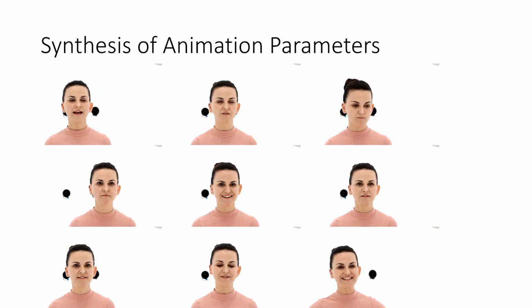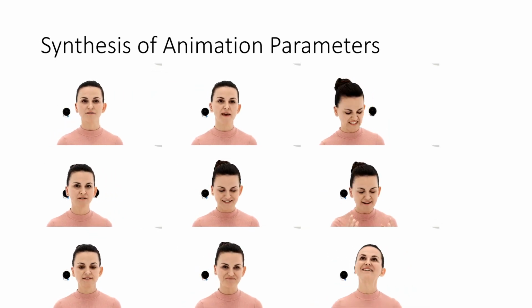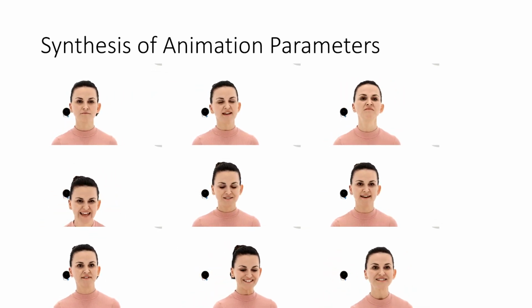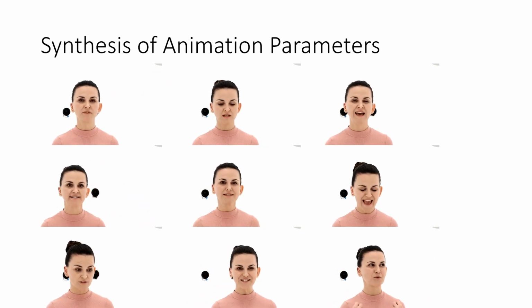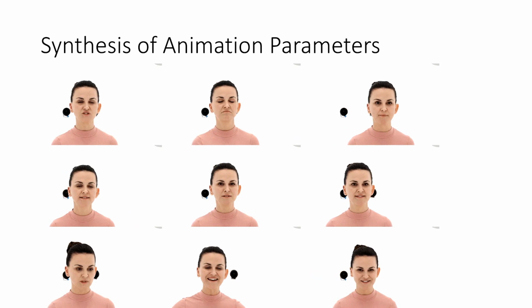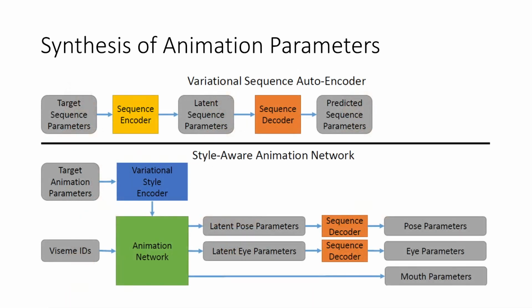This video illustrates the variety of captured training sequences. They include powerful facial expressions, strong head movement as well as different emotions. In order to deal with this challenging training data, we employ a sequence-to-sequence translation approach based on a convolutional architecture. The animation network converts a sequence of Visem IDs into an equally long sequence of animation parameters.